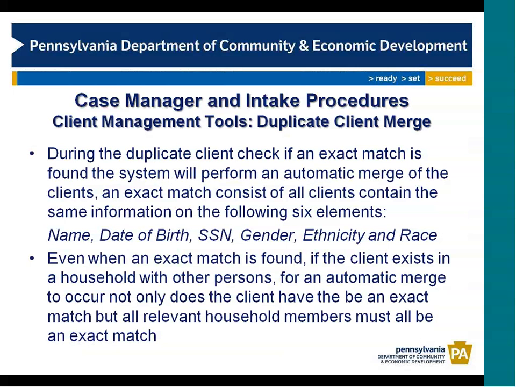Now, with the duplicate client merge, with an exact match, when the system knows that it's not only a duplicate but an exact match, all 6 personalized data elements need to match exactly. That's name, date of birth, a full 9-digit social security number, gender, ethnicity, and race. So if the system finds 2 clients where all 6 of these match, we're pretty confident that they're the same exact person. It'll automatically merge them and give a little message on the screen saying, hey, this client's been merged, just to let you know what's happened.